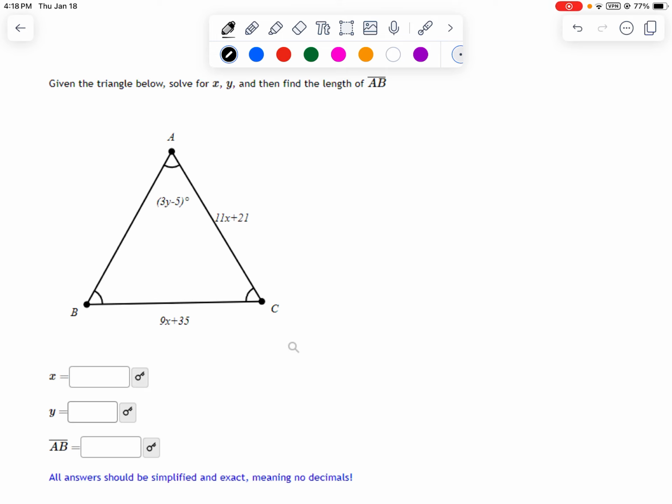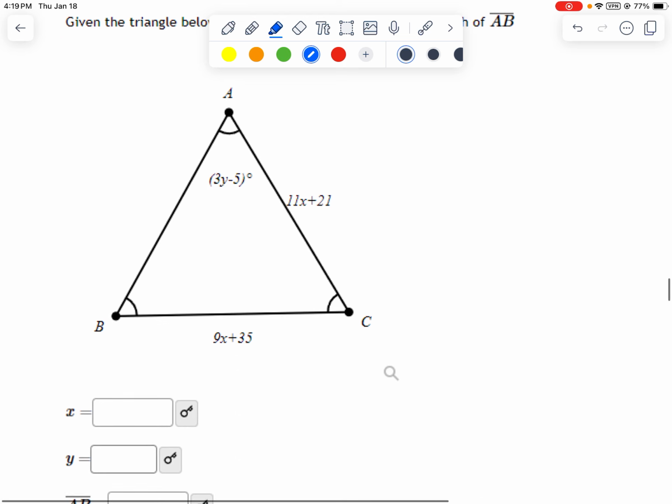Now, the first thing you should really ask yourself is what kind of triangle you are looking at. You can find that out just by knowing two basic things: you need to know what an equilateral triangle is and what an isosceles triangle is.